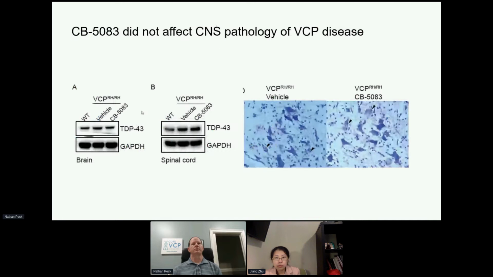Next. And we also looked at the CNS pathology in these animals, and we largely did not see any effects. This suggests that potentially it is because CB5083 has fairly low blood-brain barrier penetrance. Next.